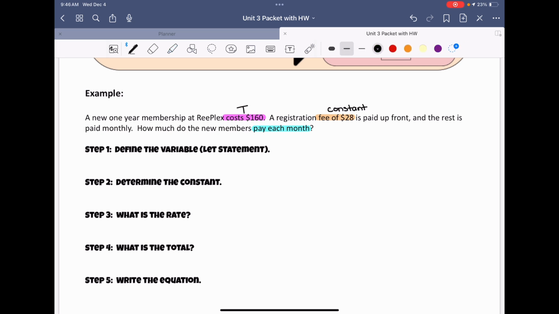And there's something else I need to know here in order to understand what the question is asking me. I have to know how many months are in a year. Well, there are 12 months in a year.